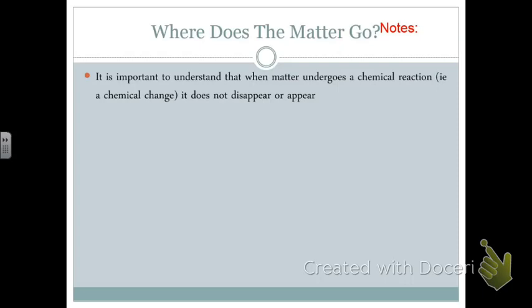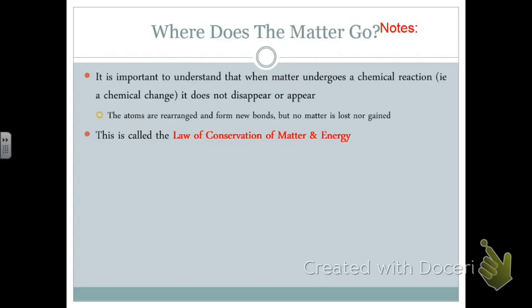You get a new chemical formula. And it's very important to understand that in a chemical reaction, matter is not disappearing or appearing out of nothing. It's not magic. The molecules and the elements just get rearranged to form something new. So the matter, and the mass of the matter, is neither gained nor lost. It just changes forms. We call this the law of conservation of matter and energy, because it also applies to how much energy is used in the reaction.